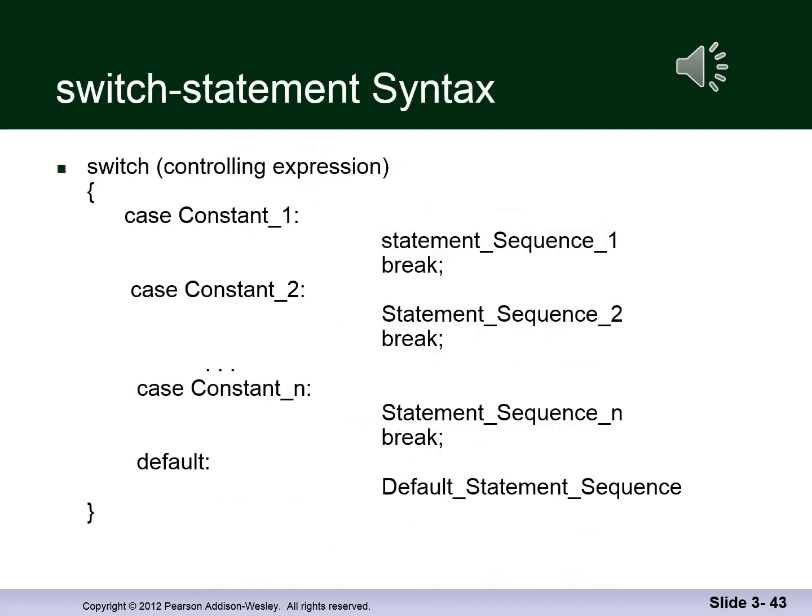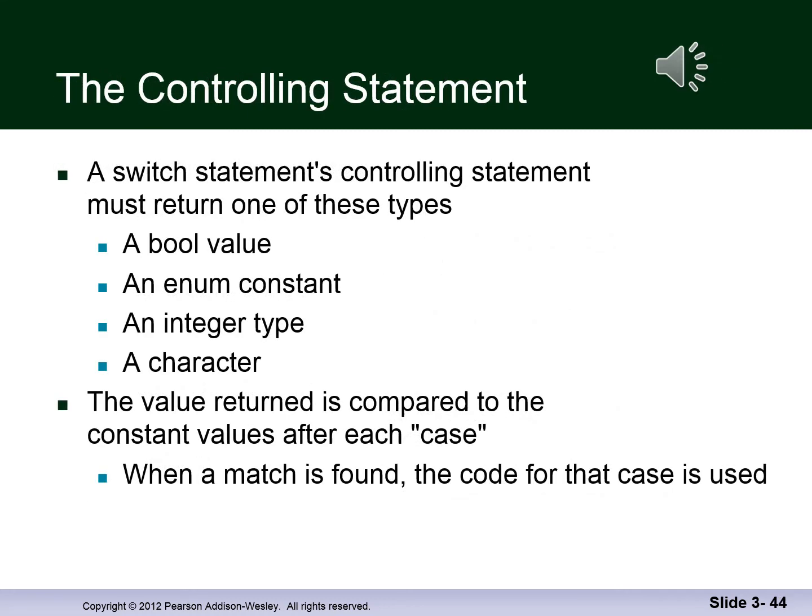This slide shows the formal syntax for a switch statement. You must have a controlling expression, and then your cases have constants, and you must have a default statement to handle cases that are not listed with constants above. The controlling statement in a switch has to return a bool, an enum constant, an integer type, or a character. And then the value returned is compared to the constant values after each case. When a match is found, the code for that case is used. If no match is found, it will execute the default.